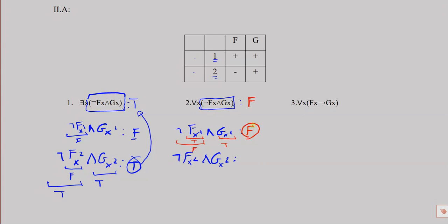So this is how I show it. Since this is false, the universal is going to be false. We don't even need to know the truth value of this second thing. Obviously, we know that it is true, but it doesn't really change any fact here about the truth value of the universal.